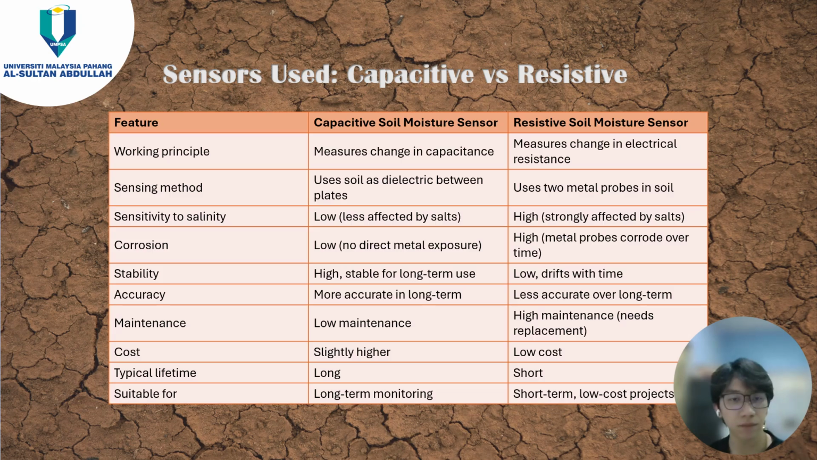For the maintenance, capacitive soil moisture sensor requires low maintenance, while resistive soil moisture sensor requires high maintenance and keeps needing replacements. For the cost, capacitive soil moisture sensor will be slightly higher, while resistive soil moisture sensor will be low cost. The typical lifetime for capacitive soil moisture sensor is high and long, while resistive soil moisture sensor will be very short. From this table, we can conclude that capacitive soil moisture sensor is suitable for long-term monitoring, while resistive soil moisture sensor is suitable for short-term, low-cost projects or prototyping.